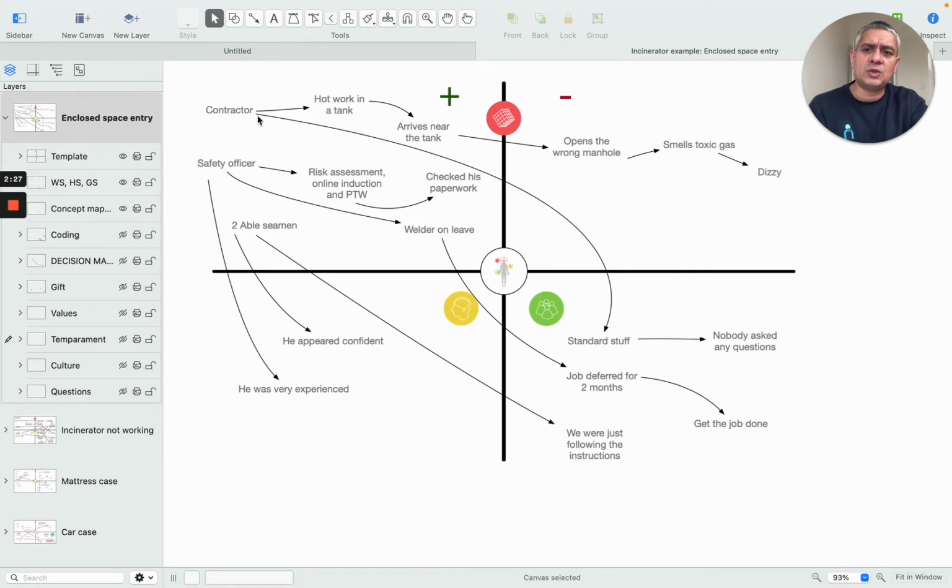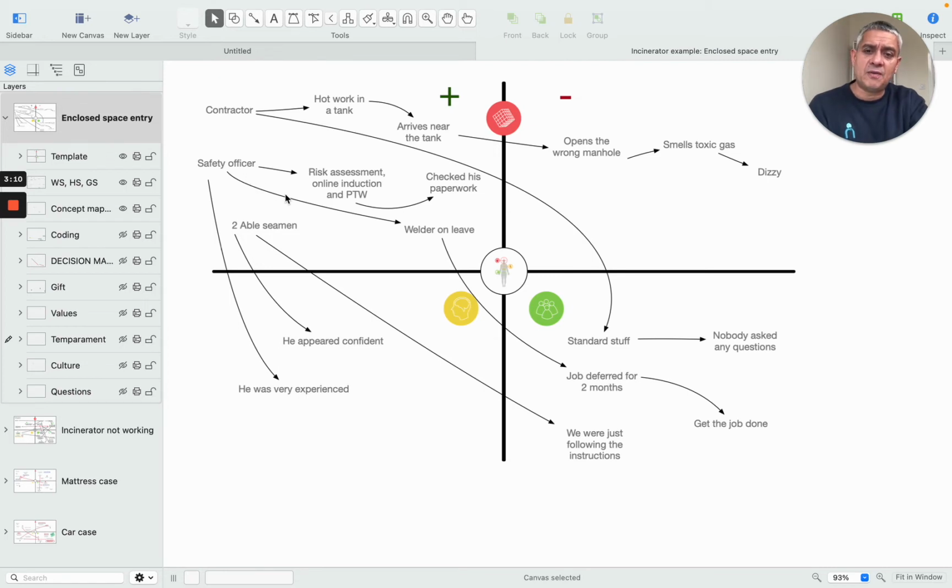So when we interview the contractor to ask him, okay, can you tell me a little bit more about what happened on that day? He tells us that he came on board. He said it was just standard stuff for him. Nobody asked any questions, and he just got on with his work. The safety officer says that he conducted a risk assessment. He checked the paperwork of the contractor, right? And he said everything looked good. He also said that the contractor was very experienced. So that was the psychological impact that the contractor had made on him, that he appeared very confident.